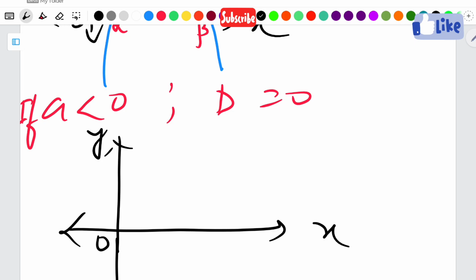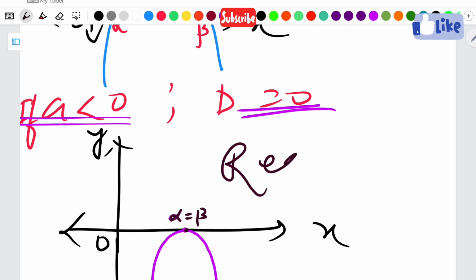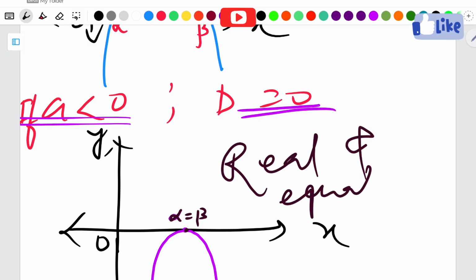Origin, x-axis, y-axis. So d is equal to 0 means there will be two roots which are equal, and a is less than 0 means the curve will be a downward parabola. So downward, touching. Why touching? Because at this point the roots will be equal to each other, isn't it? Getting my point? So this is the graph of the quadratic equation having the condition a is less than 0 and d is equal to 0. Real and equal roots.